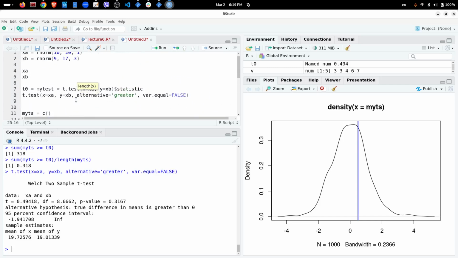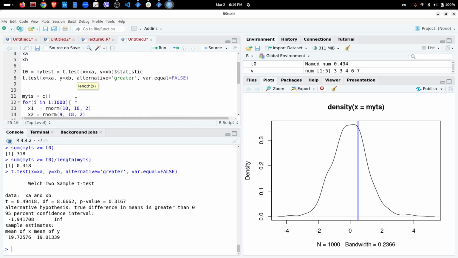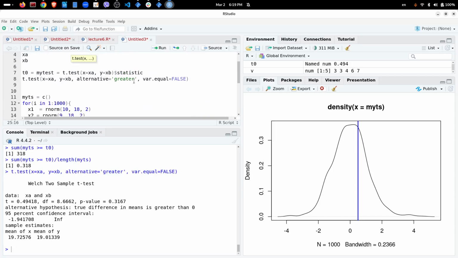So this is how I can test hypotheses with a t-test. Of course, we don't need to do all this repetition here because R knows this theoretical distribution and can immediately calculate the p-value itself. Okay, that's all.